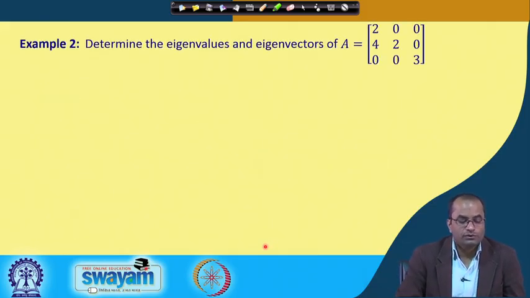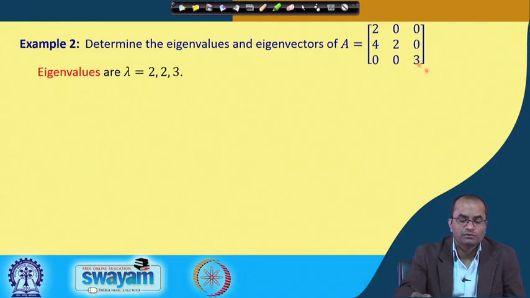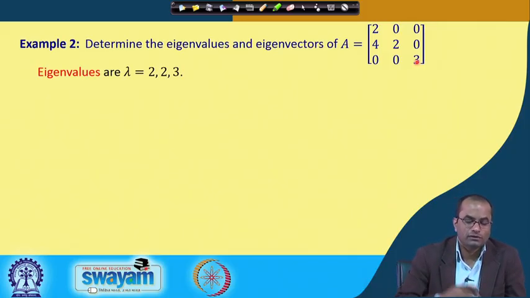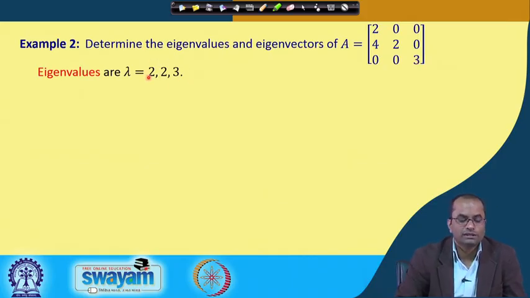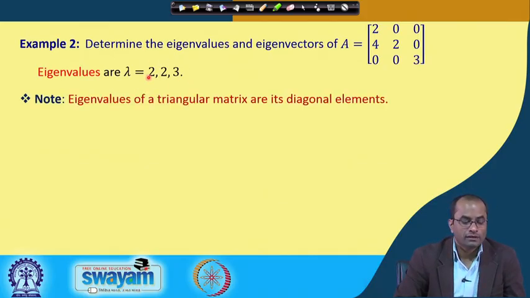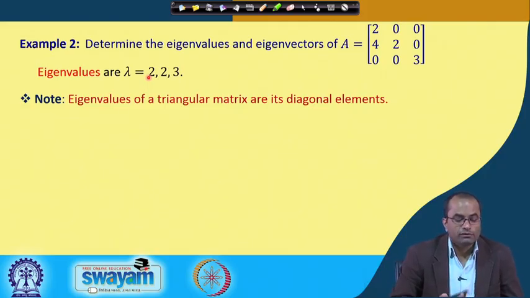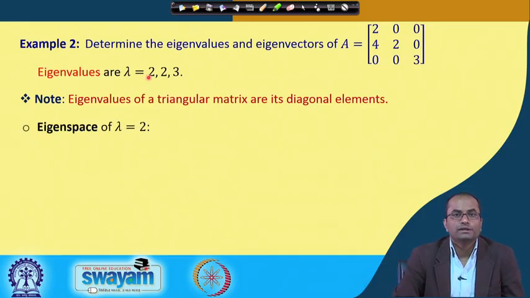Okay, so this example 2, where we determine the eigenvalues and eigenvectors of this A. The matrix is given here: 2 4 0, 0 2 0, 0 0 3, and in this case one can compute easily the eigenvalues. They will be the diagonal entries, because it is a lower triangular matrix, and for triangular matrices we have all the eigenvalues sitting on the diagonal. So, we have 2, 2, 3. These are the eigenvalues, and the eigenvalues of a triangular matrix are always its diagonal elements.